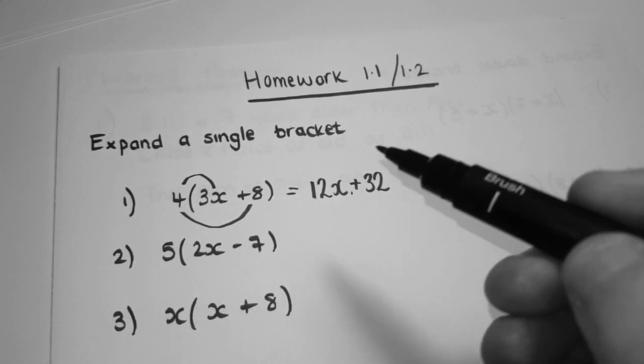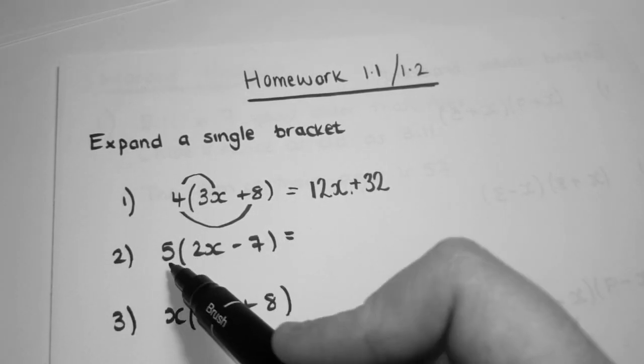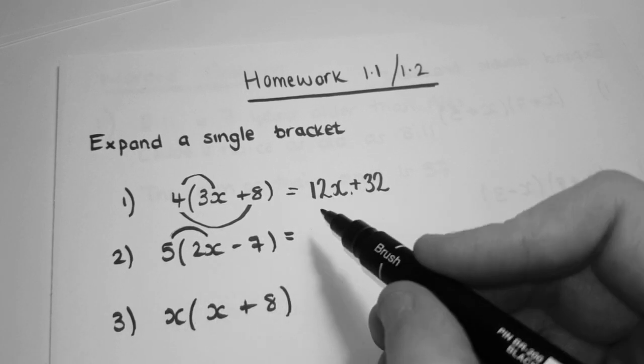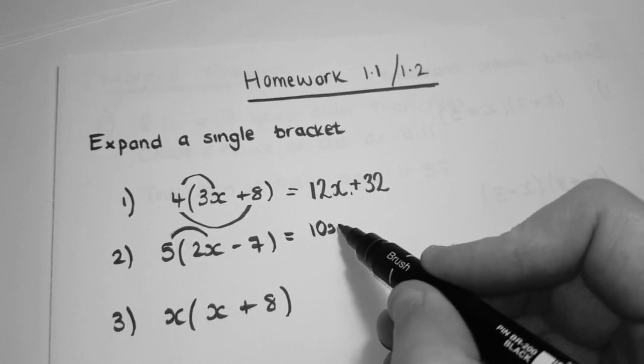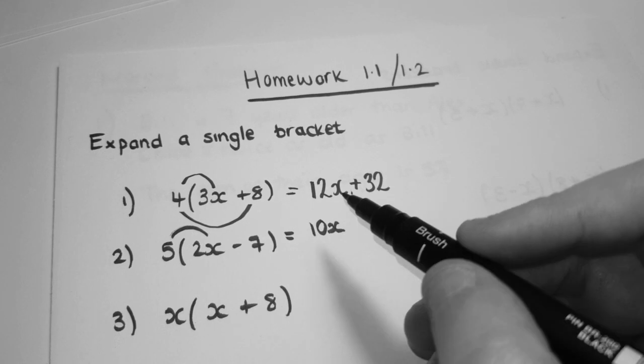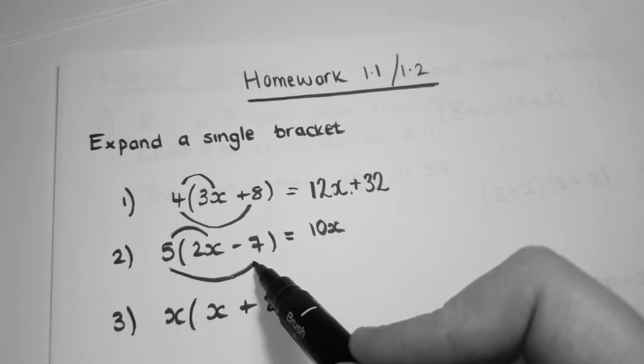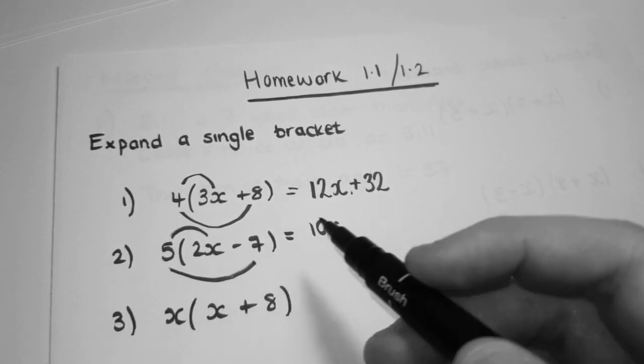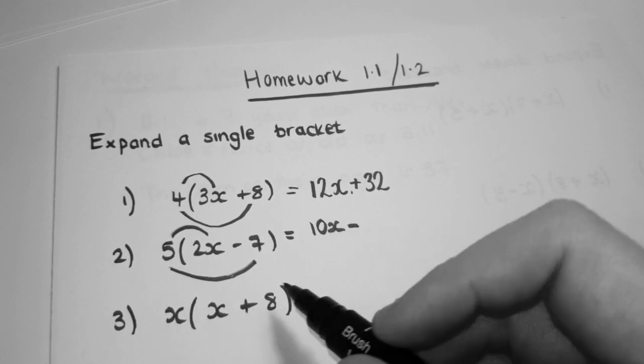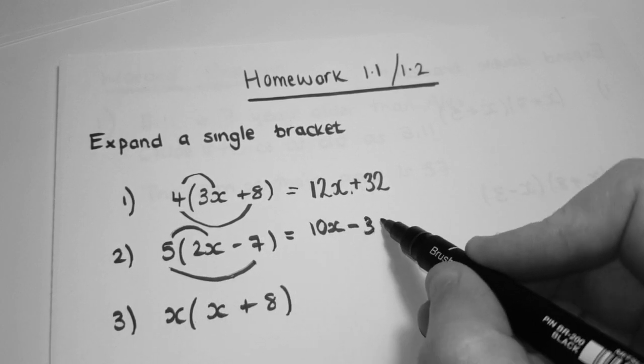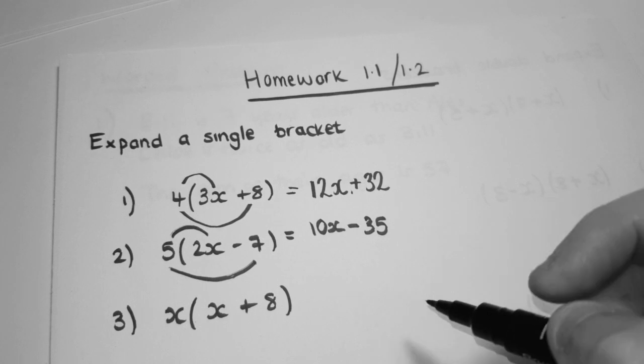If we look at the second one, you do 5 times 2x, well 5 2s are 10, so that's 10x. And then 5 times minus 7. Well, a positive number times a negative is going to give me a negative number. And then 5 times 7 is 35.